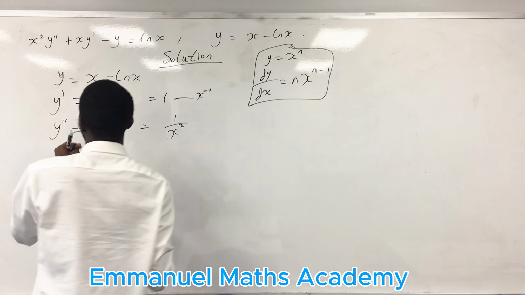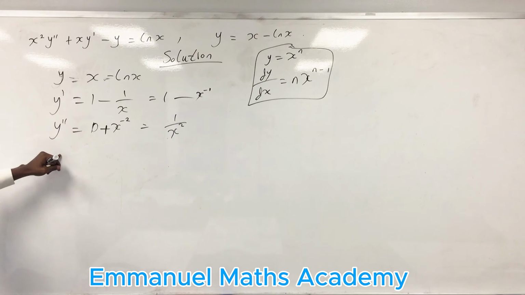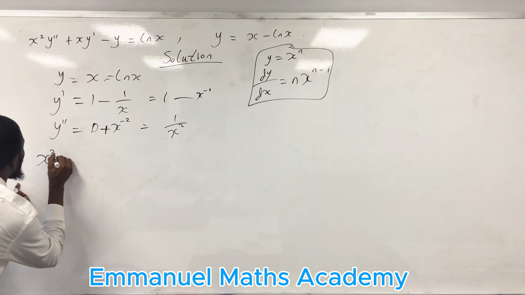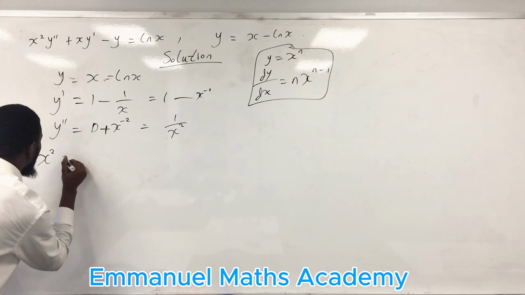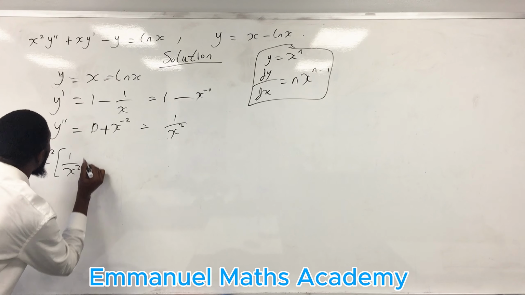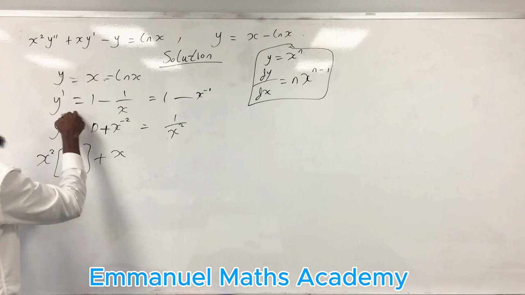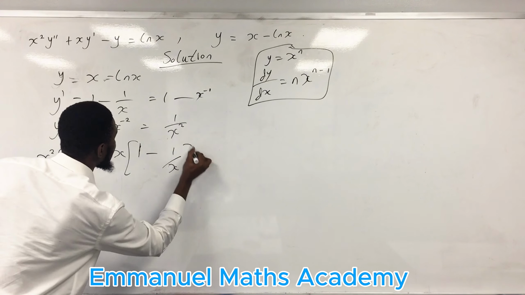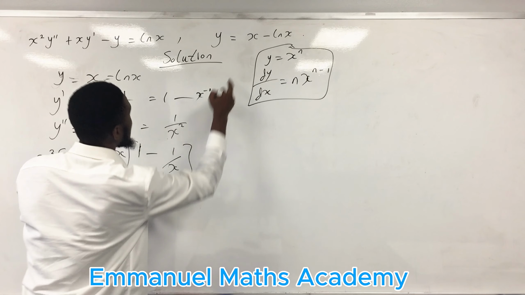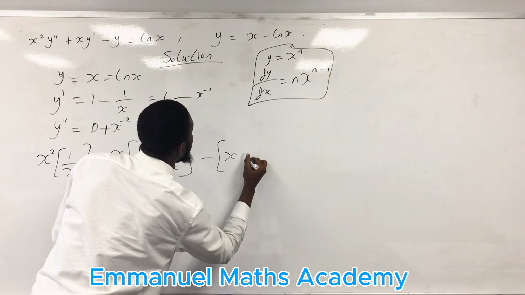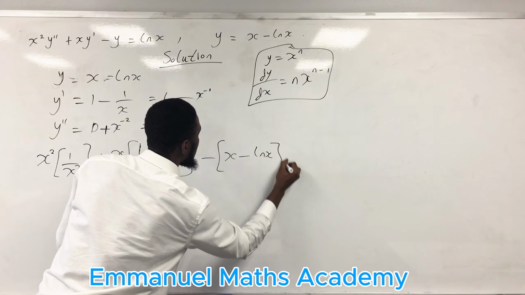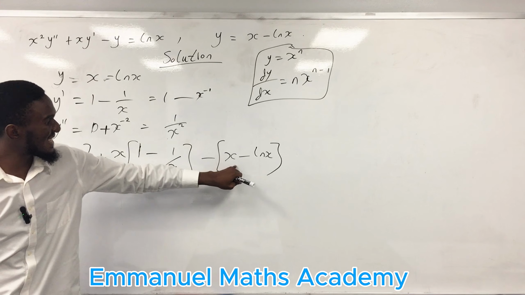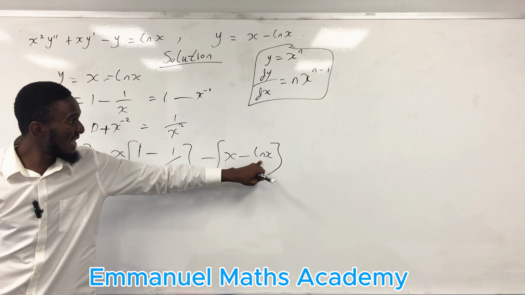Now what do we do? We substitute all this y prime into this equation, right? So what we have is x squared, y double prime is what? 1 over x squared, plus x. What is y prime? y prime is what? 1 minus 1 over x, minus y. What is y? x minus ln x. Please, you have to take notice of this. This will distribute into this x and minus ln x, right?